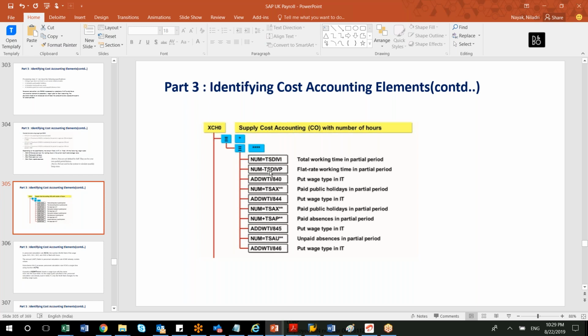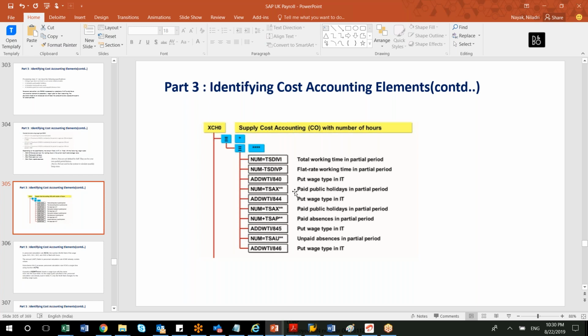Just remember how these calculations are happening inside the system. First it will calculate the total working time. It will check this schema's first line, total working time in a partial period. Then it will check the flat rate working time, which is based on how many hours you actually worked. Even if your planned working time is say 9 hours, it will calculate how much you really worked in that particular period. Then it will put that wage type; all these are daily calculations, and at the end of the month it will accumulate.